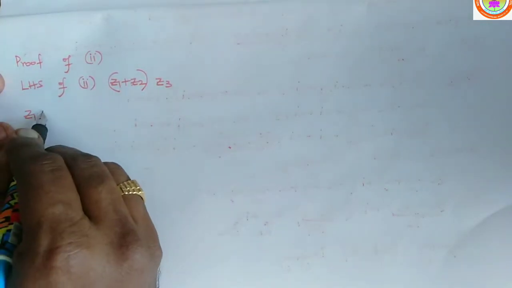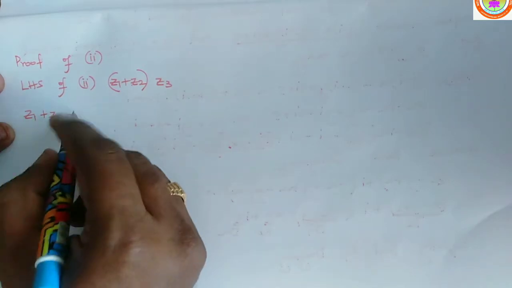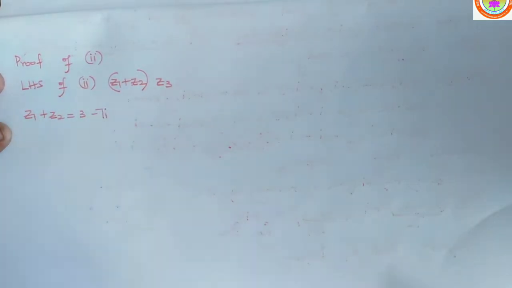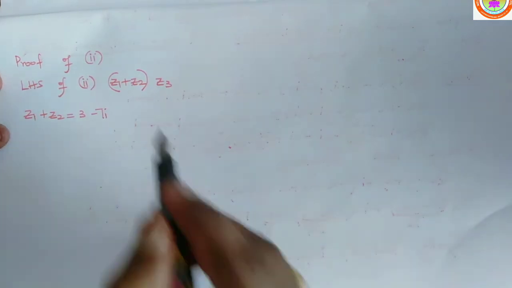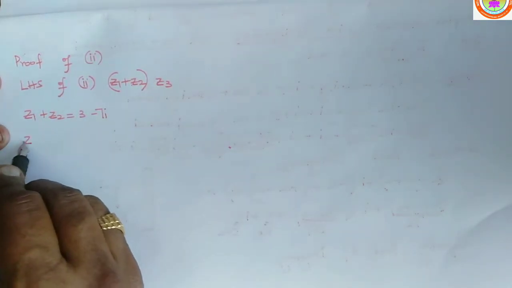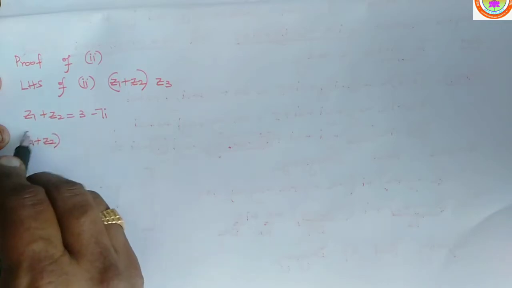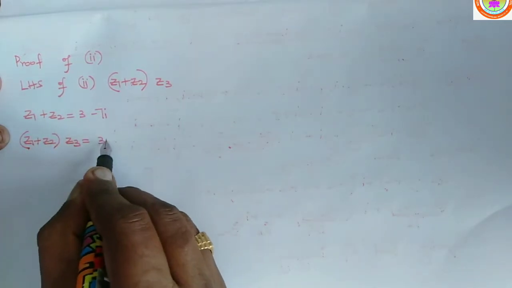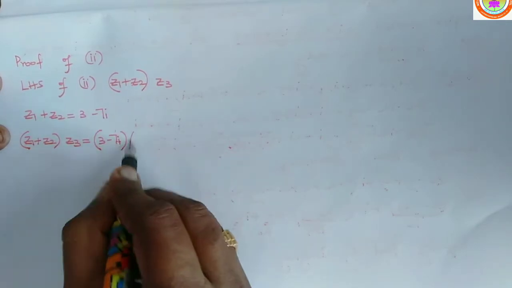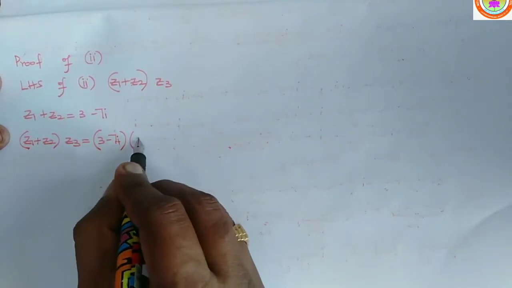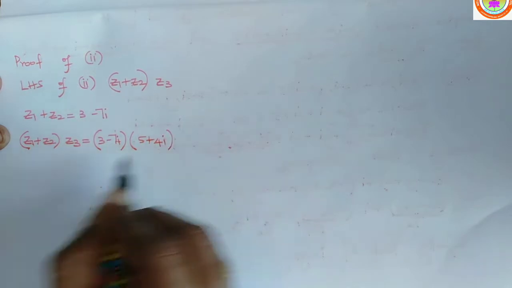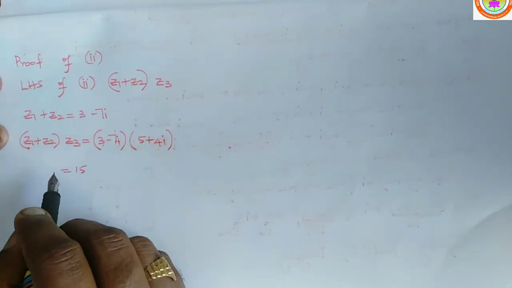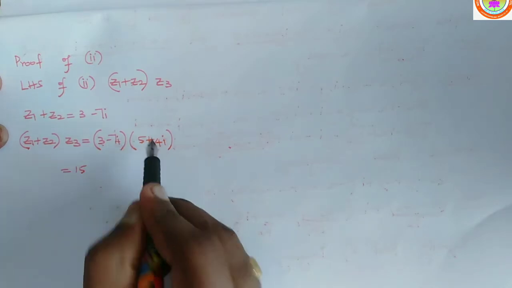First we need to take the bracket z1 plus z2. z1 is 3, z2 is minus 7i. So leave it as it is. Then I need to multiply z3: z1 plus z2 is multiplied with z3. z1 plus z2 is 3 minus 7i, z3 is 5 plus 4i. I need to multiply this one, just like algebraic multiplication. 3 5s are 15, 3 4s are 12i.